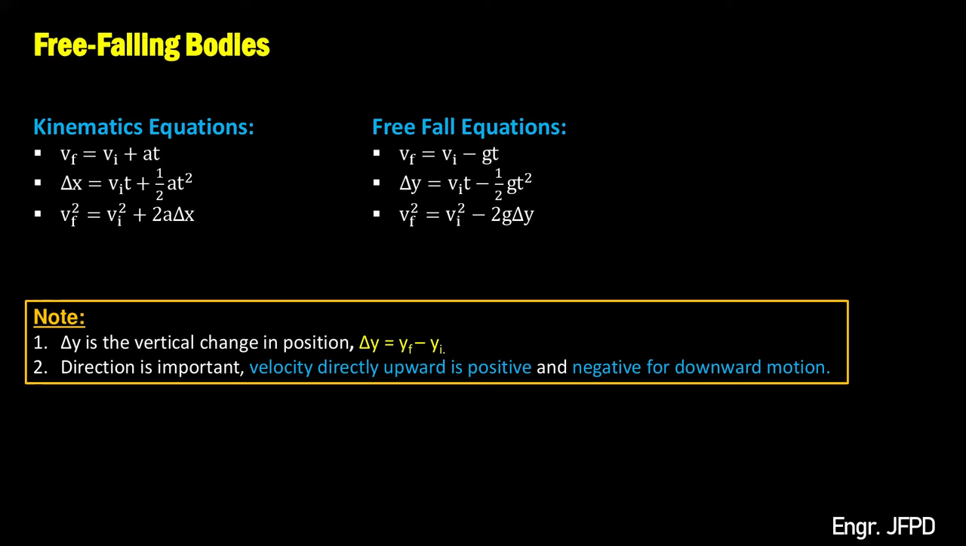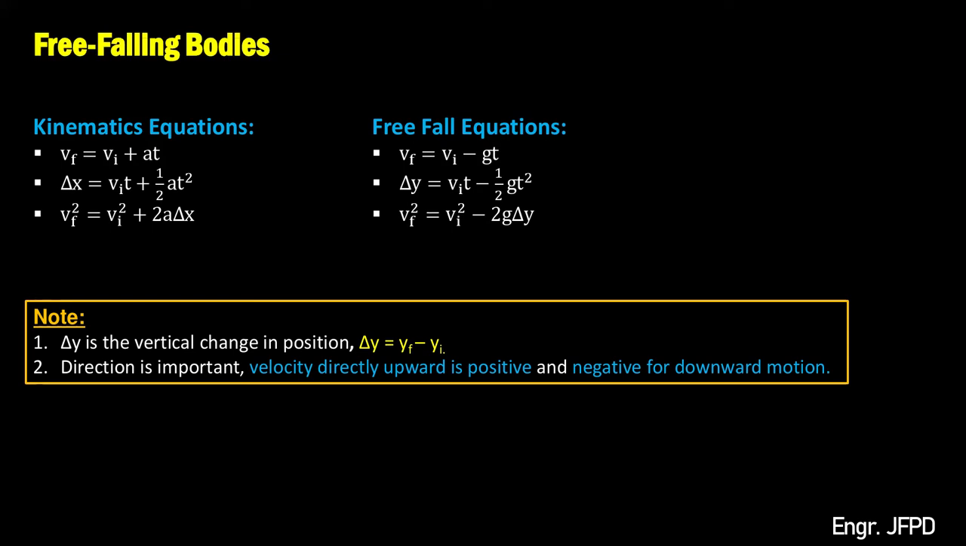And from delta x as a horizontal change in position, we will change it to delta y. Before we solve a problem, take note that delta y is the vertical change in position, which can be solved by the final position yf minus the initial position yi. It is always very important that we use a reference frame in determining the positions yf and yi, wherein most of the time this is the ground or the initial launching point of the object.